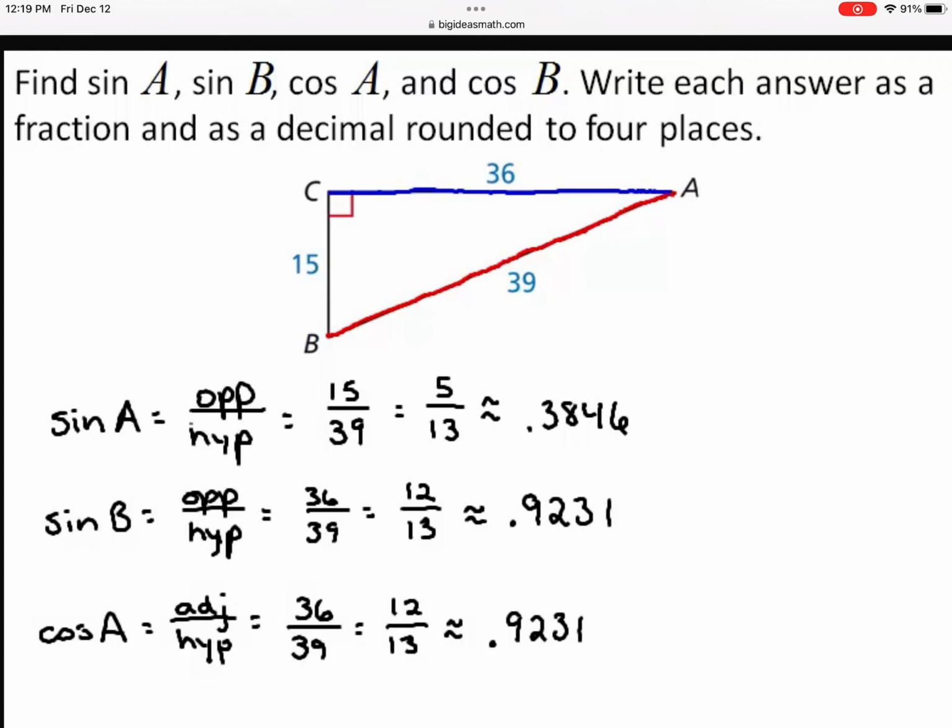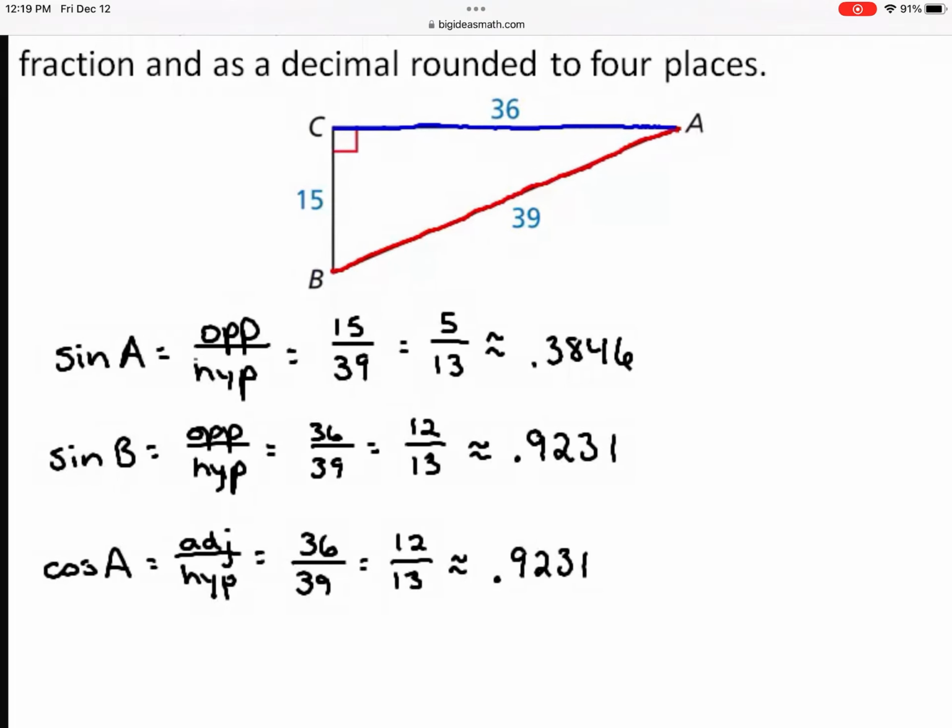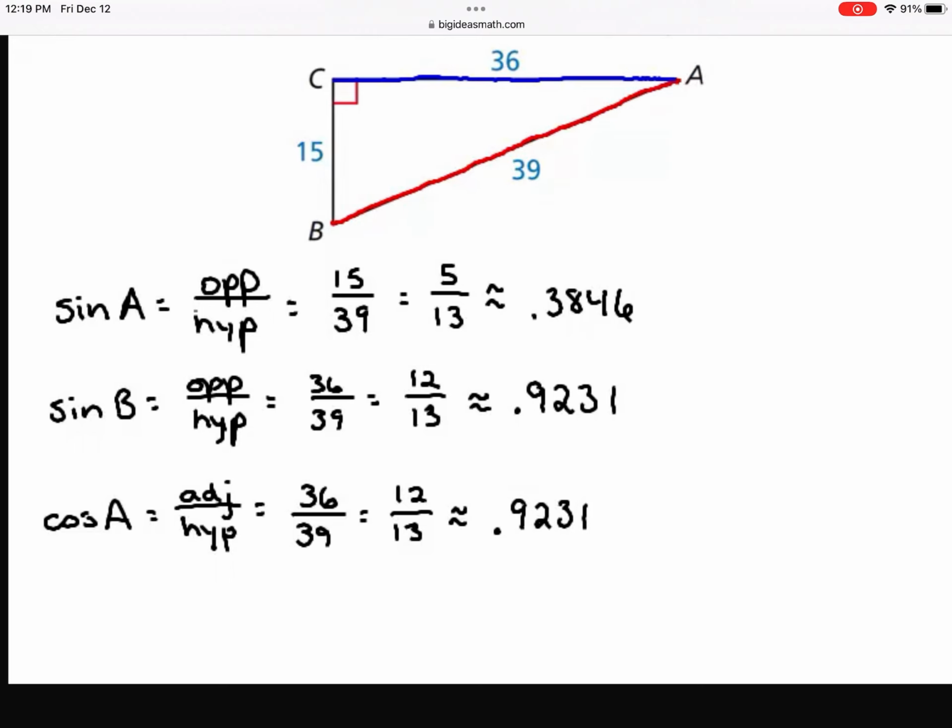The cosine of A is equal to the adjacent side over the hypotenuse, which equals 36 divided by 39, which equals 12 divided by 13, which is about 9,231 10,000ths. Finally, find the cosine of B.